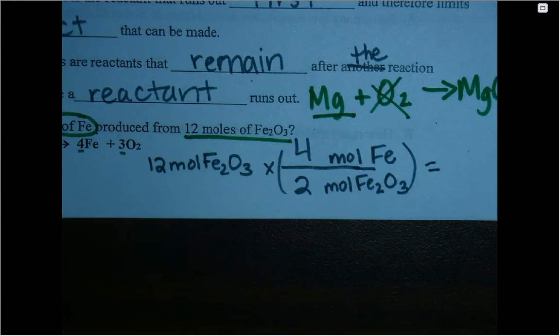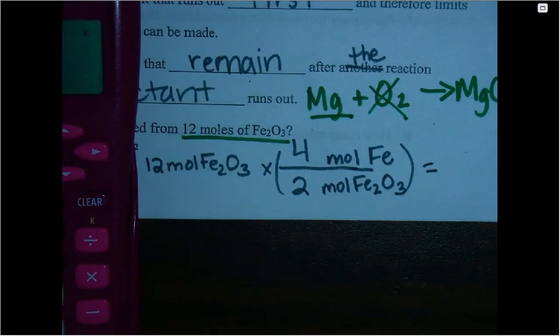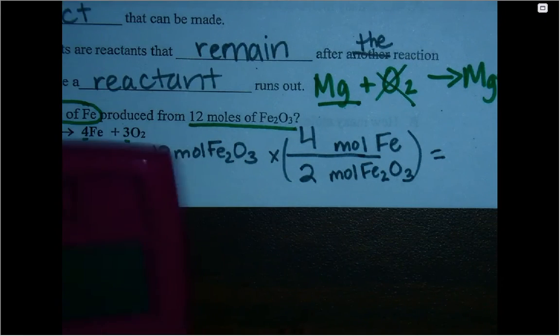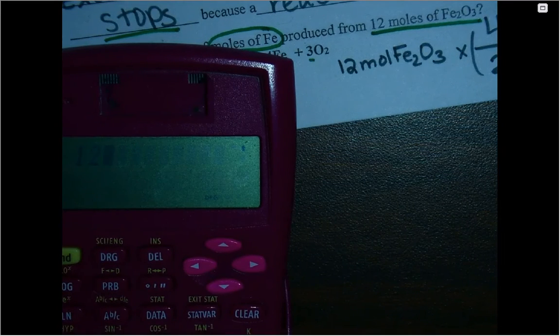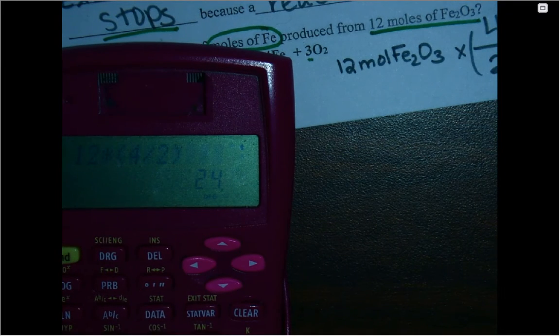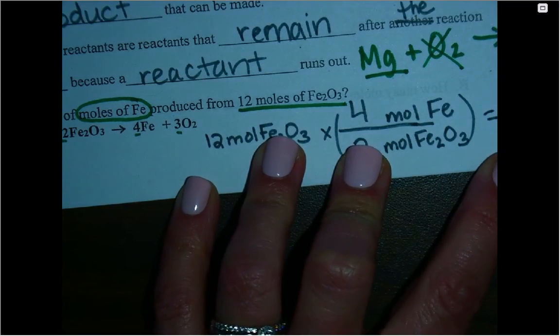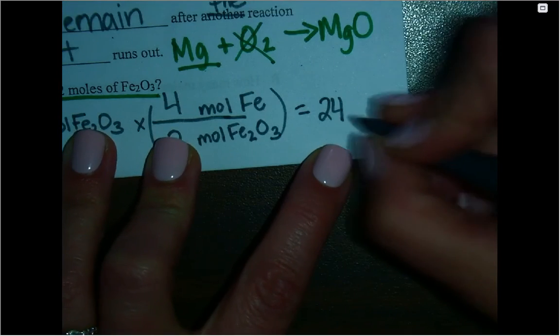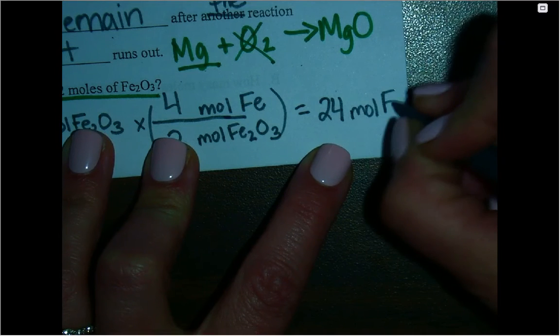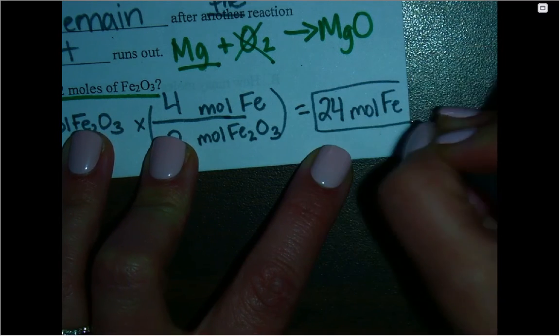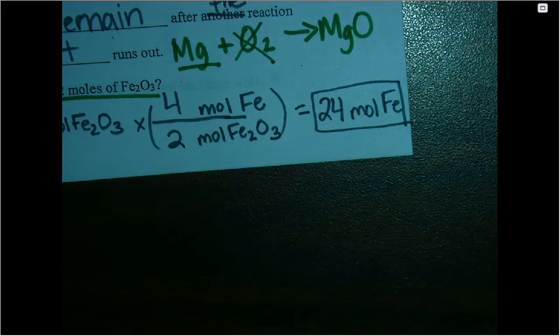Actually, I can show typing it in with the parentheses. It might be helpful to be using these calculators with the parenthesis option. Can't always guarantee it on the phone. So I have 12 times 4 divided by 2. 24. Yep. So we have 24, and then you got to label what that number is. 24 moles of Fe.